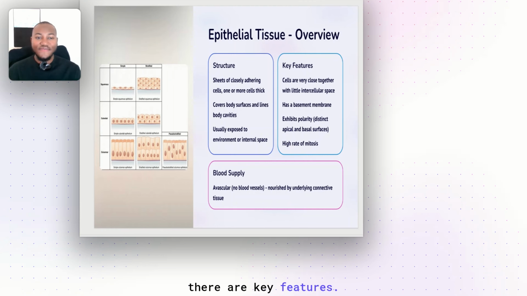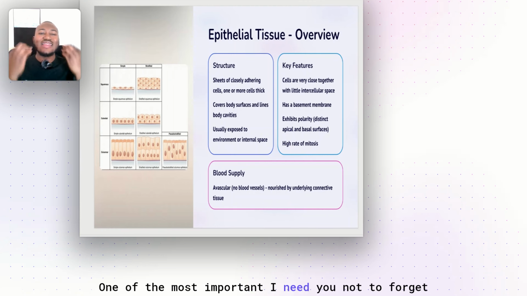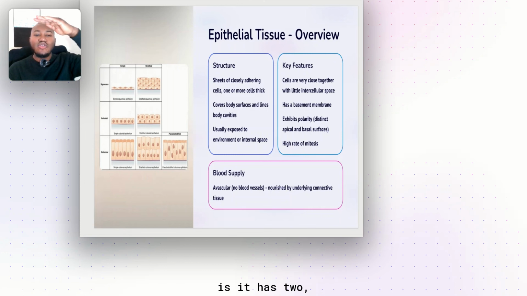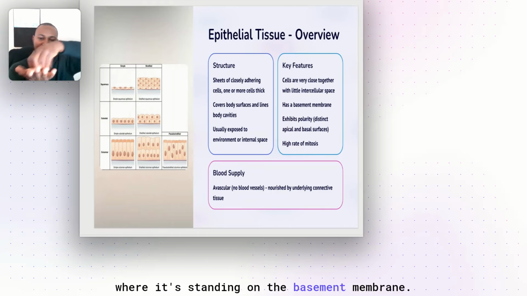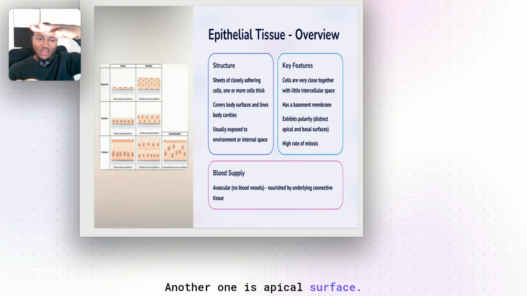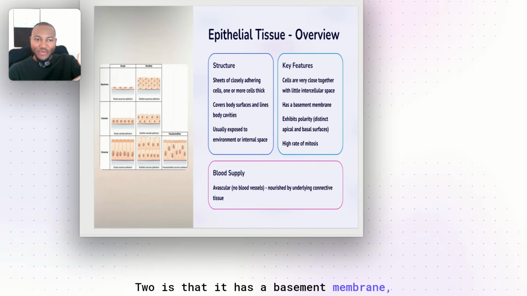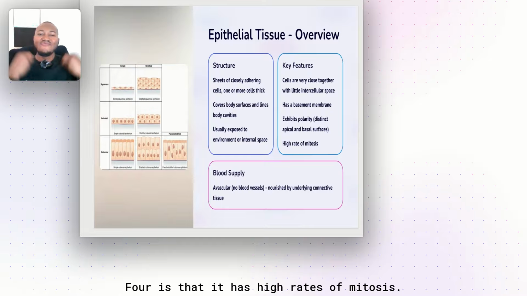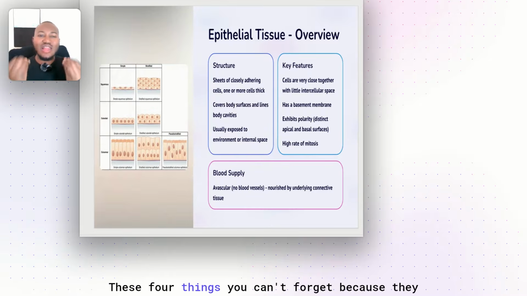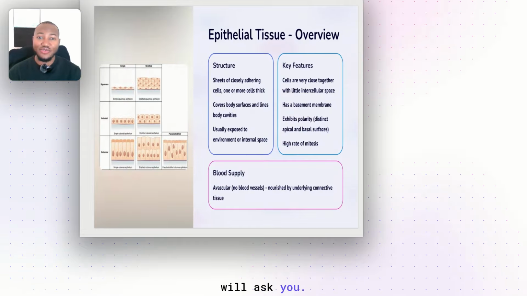Now, there are key features. One of the most important that I need you not to forget is that it has two distinct surfaces. One is the basal surface, that is the leg, where it's standing on the basement membrane. Another one is the apical surface. Two is that it has a basement membrane, which we already discussed. Three is that there are intercellular spaces. Four is that it has high rates of mitosis. These four things you can't forget because they will ask you.